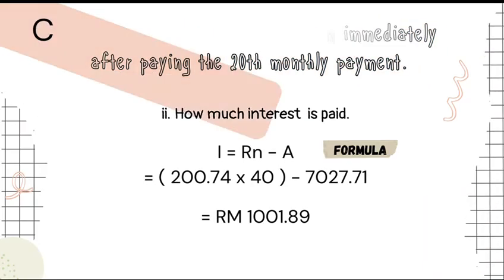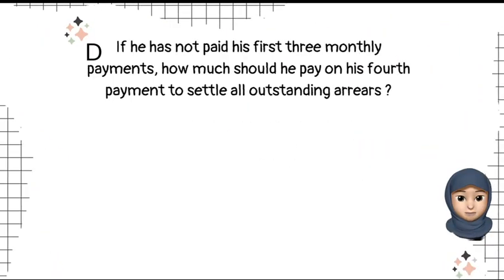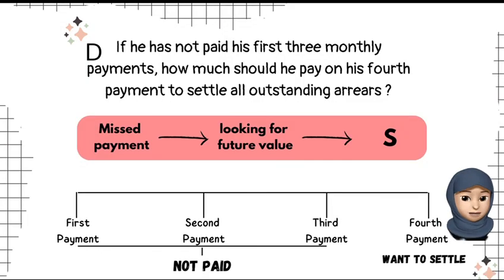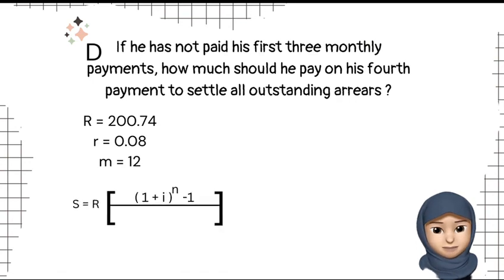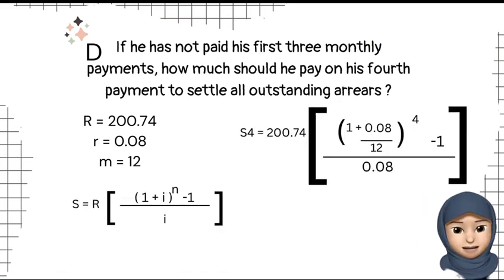Let's proceed to the last question. If he has not paid his first 3 monthly payments, how much should he pay for his fourth payment to settle all outstanding arrears? Then we have to list down all the information given. The big R is 200 ringgit and 74 cents. The rate is 0.08 and it compounds monthly, which is m equals to 12. So we have to substitute all the information given into the S formula. Don't forget to change the n equals to 4. The final answer of this question is 811 ringgit 3 cents.